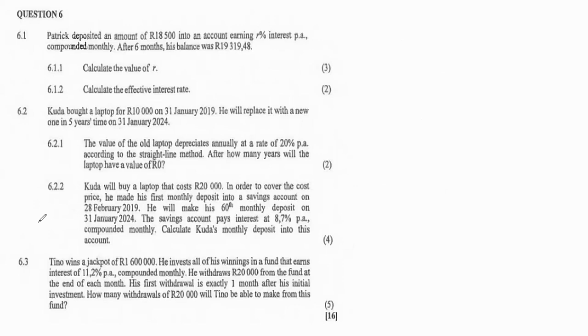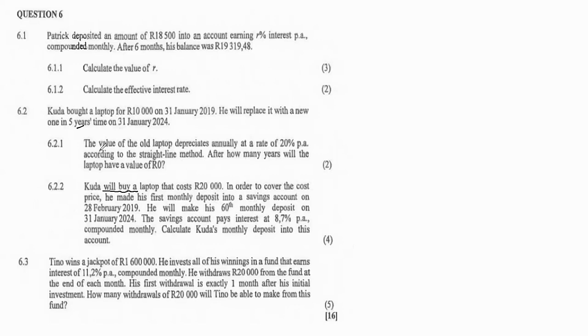6.2.2, Kuda will buy a laptop that costs 20,000, will buy. So this is in the future, right? So always pay attention to the way they write your statements. They kind of give you an idea as to which formula you should use. So Kuda will buy a laptop that costs 20,000. We can see that this will happen in the future, right? In order to cover the cost price, he made his first monthly deposit into a savings account on 28 February 2019. Remember, the statement here was saying initially he's planning to replace the laptop in 5 years' time.